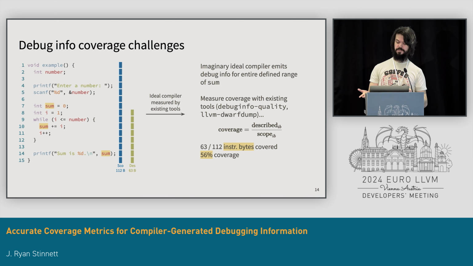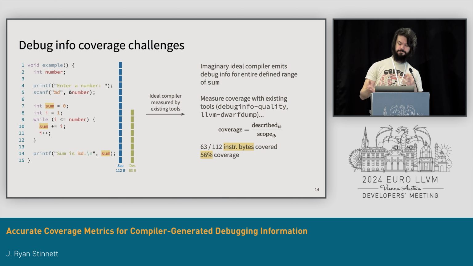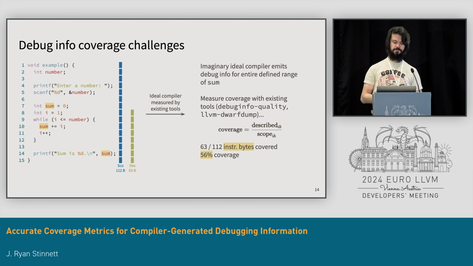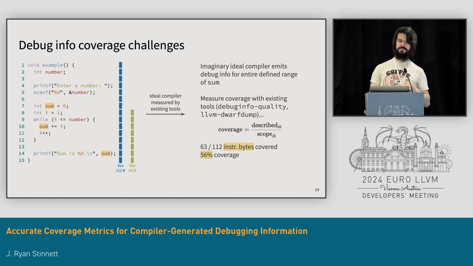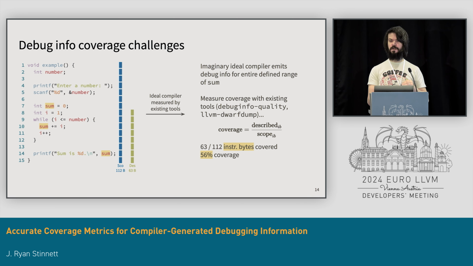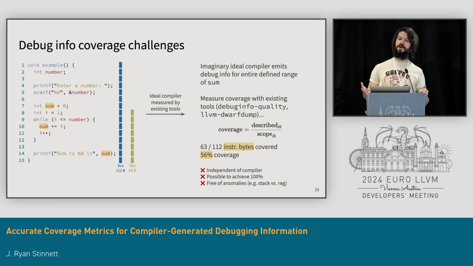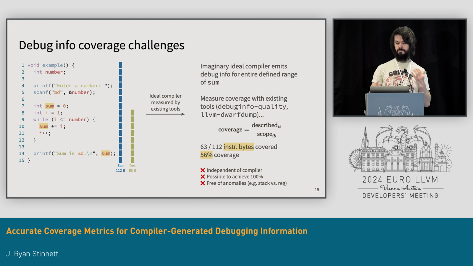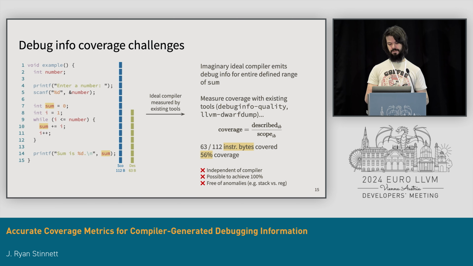If we use that particular metric, we see, okay, 63 over 112 instruction bytes covered. That's only 56% coverage. But the interesting thing is that this compiler probably did everything it was supposed to do. It has described that variable from the point where it's first defined to the end of the function. So really, you'd hope that would be more like 100%. But with this metric that's often used today, you don't really have a way to get to 100%.